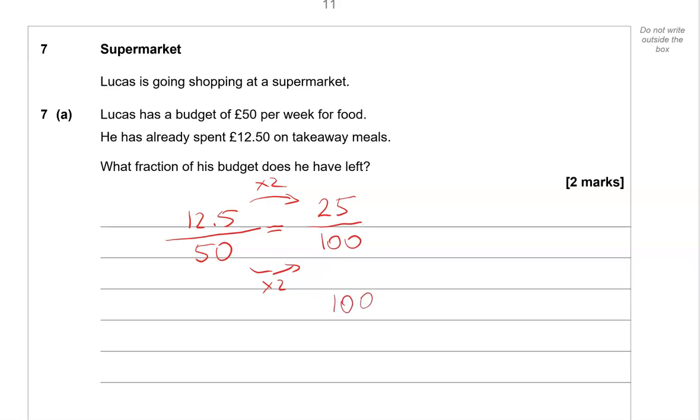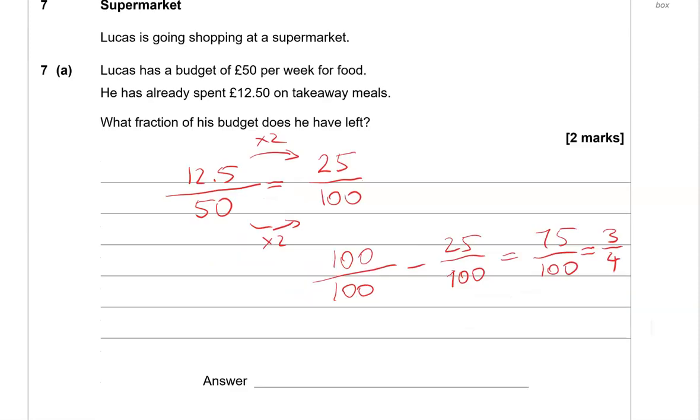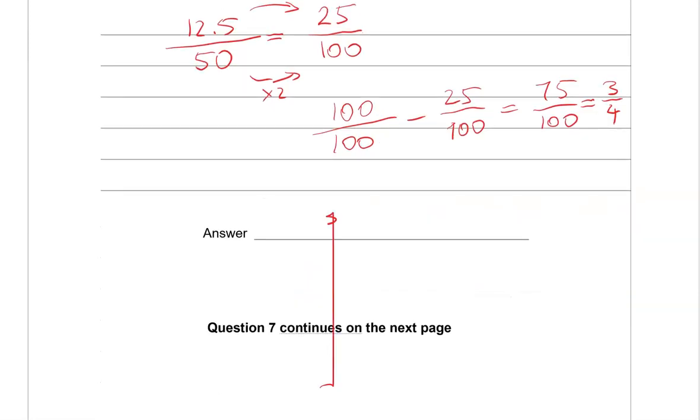And if we take that away from the full 100% amount, then we're left with 75 over 100, 75 hundredths. Now you could leave this fraction as it is, or you could simplify it further, and you know this is 3/4. So we could say 3/4 here, or 75 hundredths.